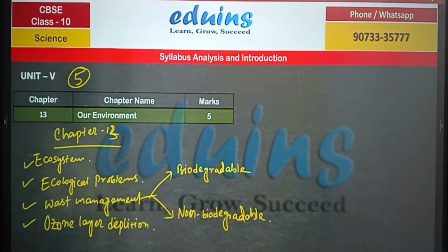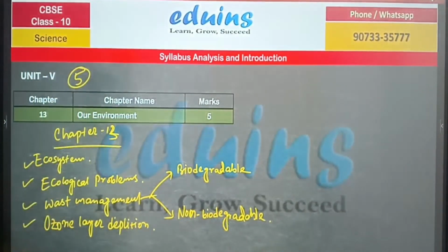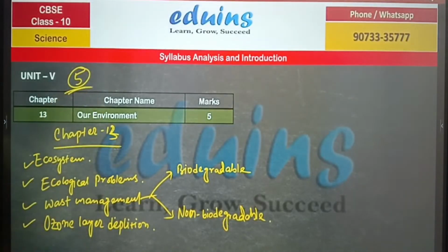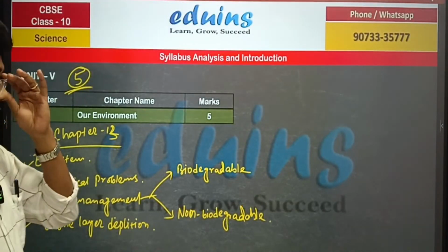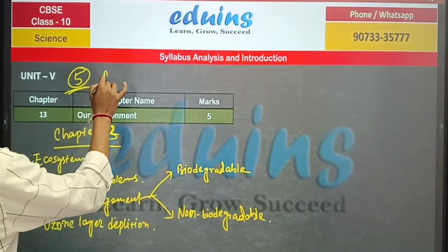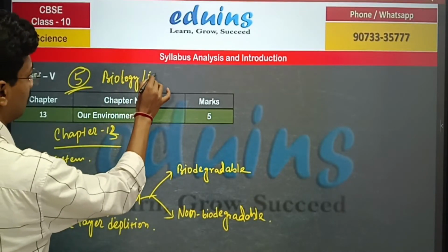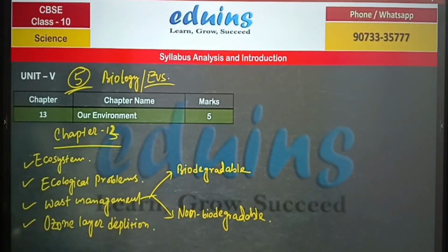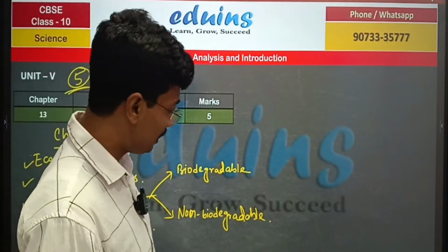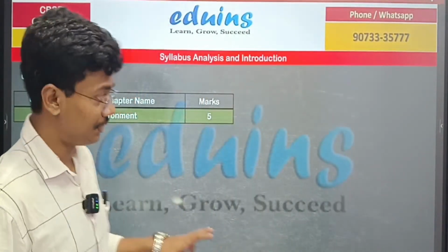Non-biodegradable wastes. Clear? And this is the final chapter, the last chapter of your science syllabus, that is our environment, and it will cover 5 marks. You will get 5 marks from this chapter in your board exam. This is included in biology or your EVS section. So this is the overview of your syllabus and the number distribution from each chapter.